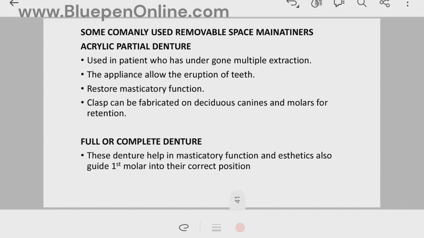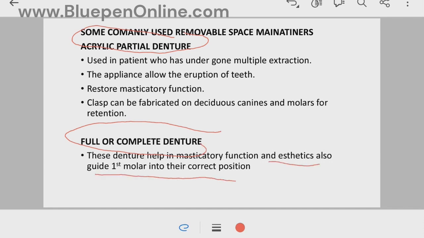Some commonly used removable space maintainers. The first one is the acrylic partial denture. That's the same RPD thing. For those who had multiple extractions, you can use that. It will completely restore the masticatory function, just as your RPD. Think of your RPD here. You will put the clasp on either deciduous canines or molars for retention. Then the full or complete denture. These dentures help in masticatory function and aesthetics, and also guide the first molar into the correct position.